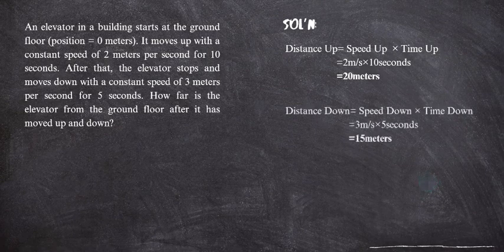So the second step is to calculate the distance the elevator moves down. After moving up, the elevator moves down at a speed of 3 meters per second for 5 seconds. We can calculate the distance it moves downward in the same way. So we have here 3 meters per second times 5 seconds is equal to 15 meters. So the elevator moves 15 meters down.